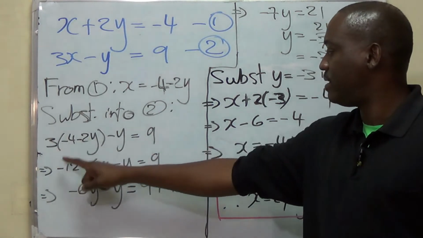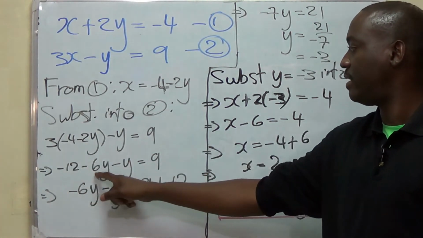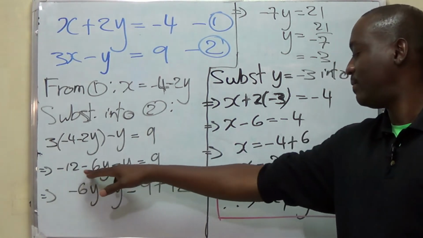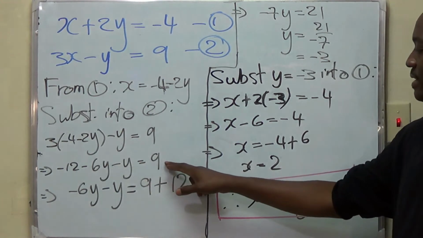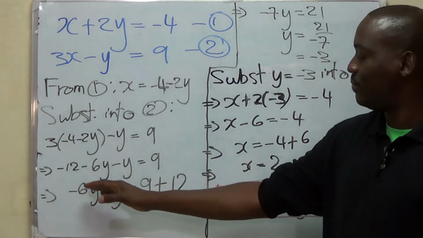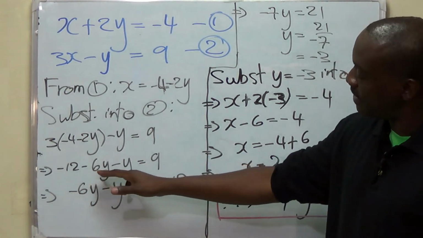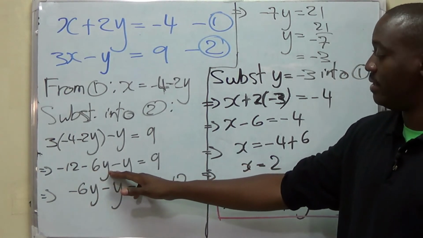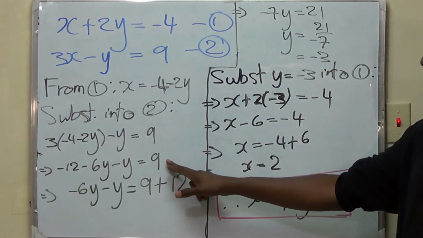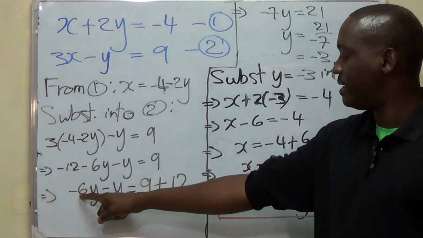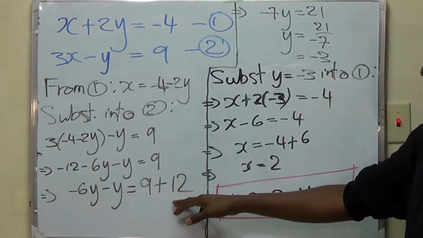So 3 by minus 4 is minus 12. 3 by minus 2 is minus 6y. That is what we get when we expand here. So minus 12 minus 6y minus y is equal to 9. And then we bring all the like terms together. So if we have minus 6y and minus y on this side of the equation, then we could take the minus 12 from over here and carry it across here to get plus 12. So we now have minus 6y minus y, which is equal to 9 plus 12.